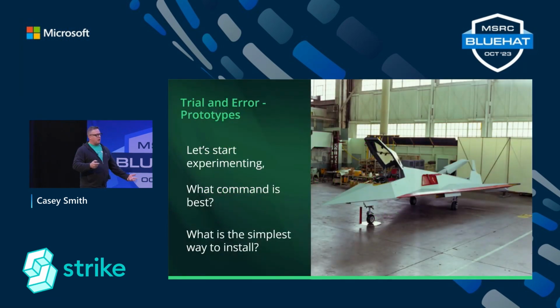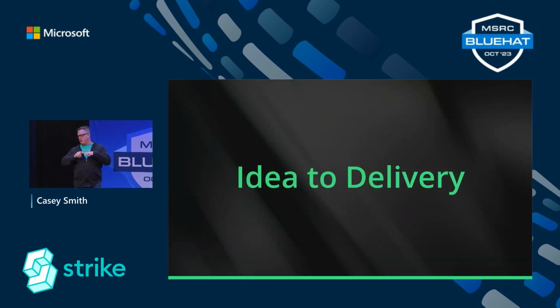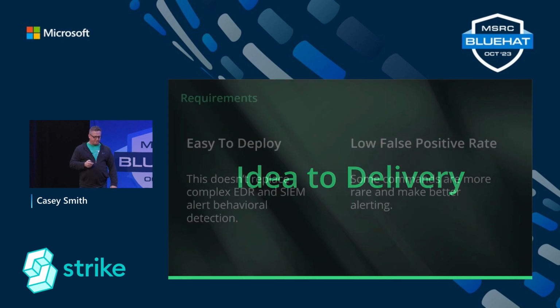So let's start experimenting. This was the early stealth fighter, Have Blue. They had to build something that actually could fly before they could build the final product of a stealth fighter. So then you start asking yourself, well, let's start experimenting. Let's figure out what commands would be interesting to try and catch or alert on, and what's the easiest way to install. So we have this idea, how do I actually bring it into reality?